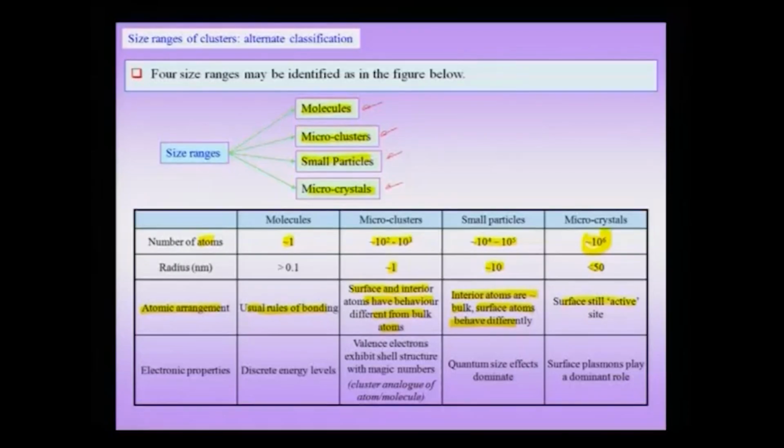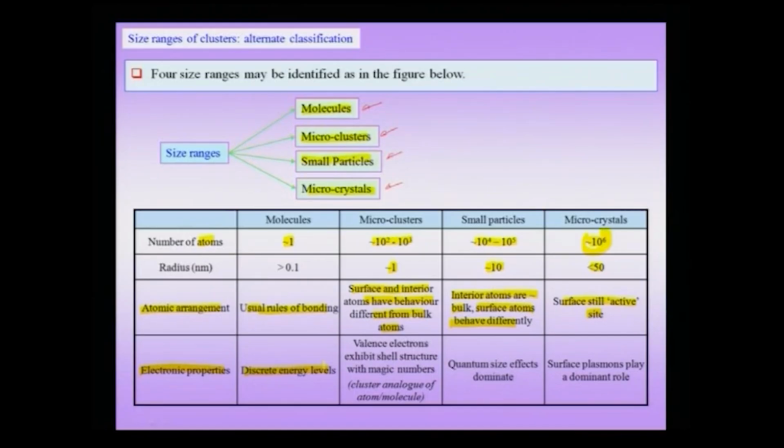In microcrystal, surface is still an active site, but this can be approximated to the surface of a bulk crystal. When I am talking about electronic properties, for instance, and of course I can go on in the list of properties which I am going to consider, but for now I am going to just talk about this as an example, electronic properties. The energy levels are discrete, of course, for a molecule. We know how molecular energy levels are, they are similar to an atomic energy level.